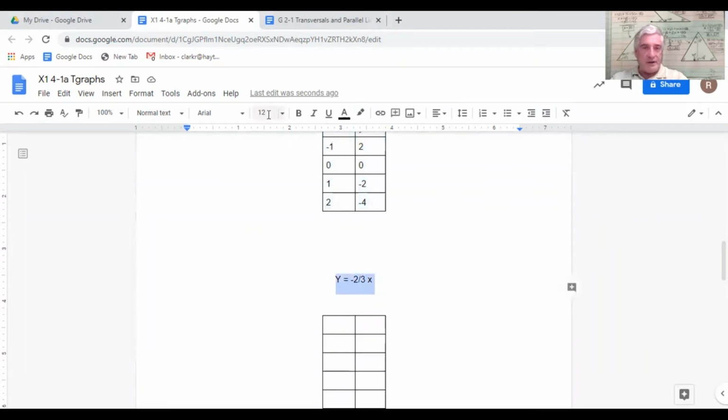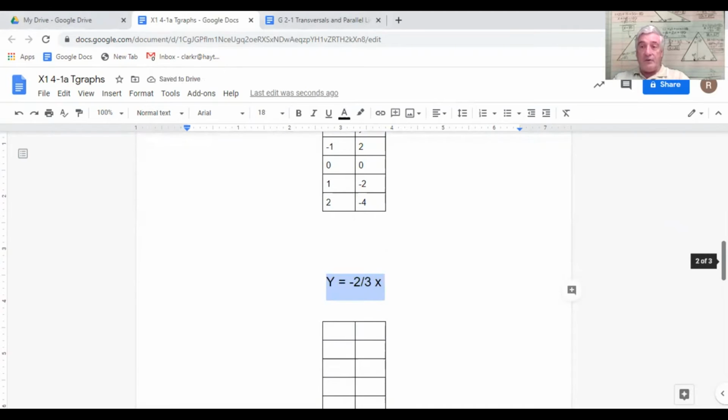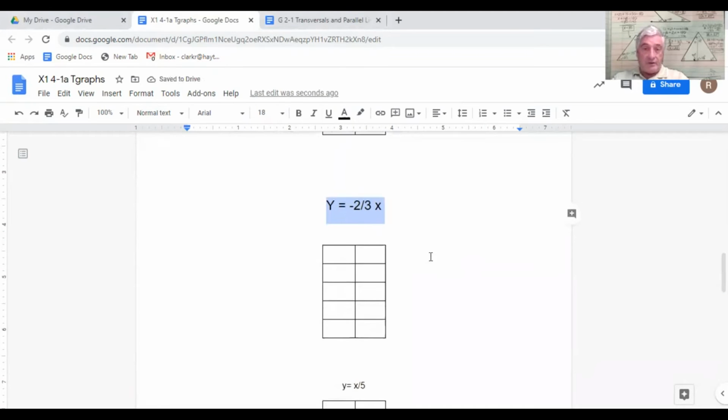Here we go. Here's the next example I have. Y equals negative 2/3 x. And if you ask yourself, the whole algebra is about what are we doing to x and how do we undo it? What we're doing to x is we're multiplying by 2 and dividing by 3. One of those numbers has to be negative. I usually keep the negative with the 2, but you could do it with the 3. So we're going to put in some numbers.